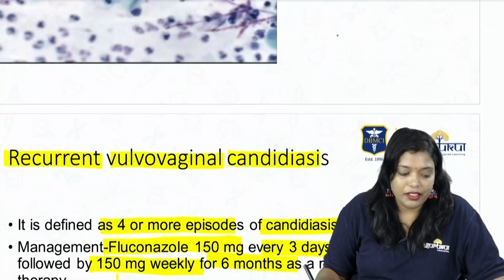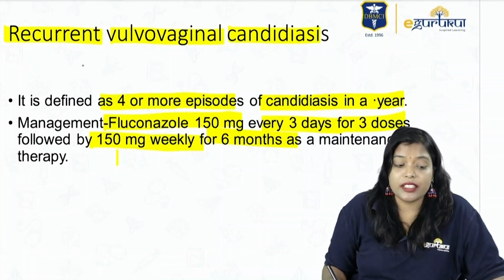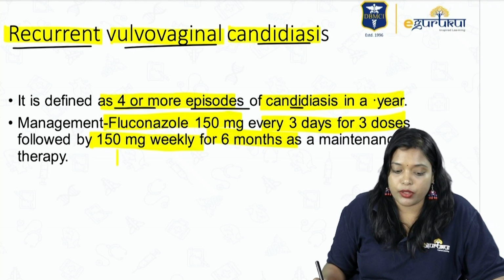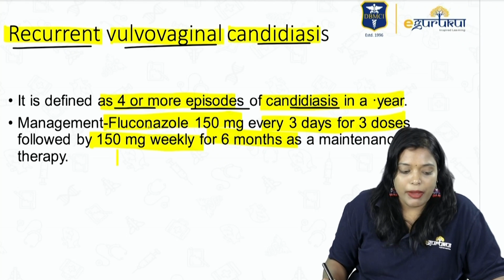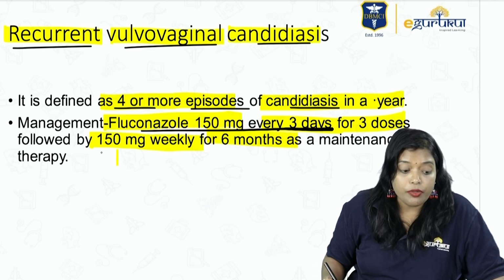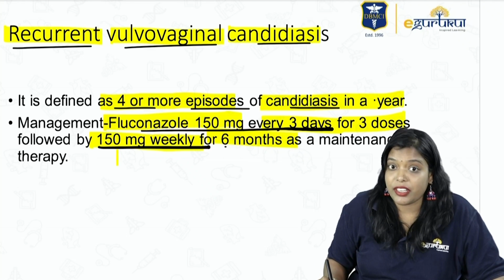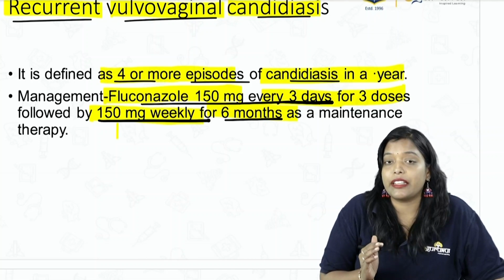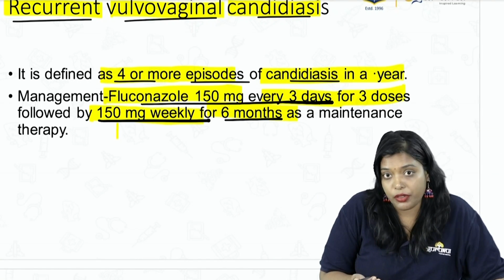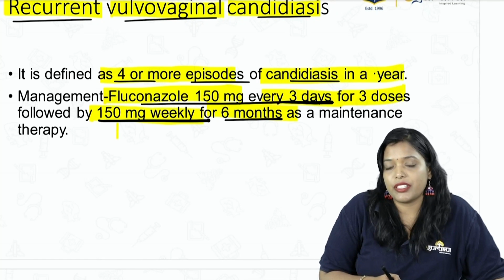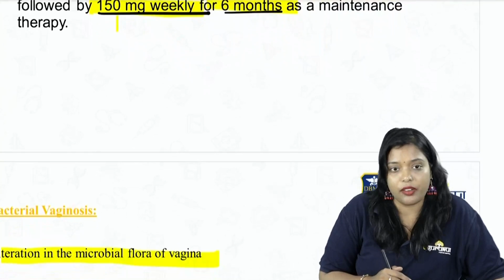Next, what is recurrent vulvovaginal candidiasis? It is defined as 4 or more episodes of candidiasis in a year. Management is fluconazole 150 milligrams every 3 days for 3 doses, followed by 150 milligrams weekly for 6 months as maintenance therapy. Most important is you have to treat the underlying cause. Unless you treat the underlying cause, they can have candidiasis again and again.